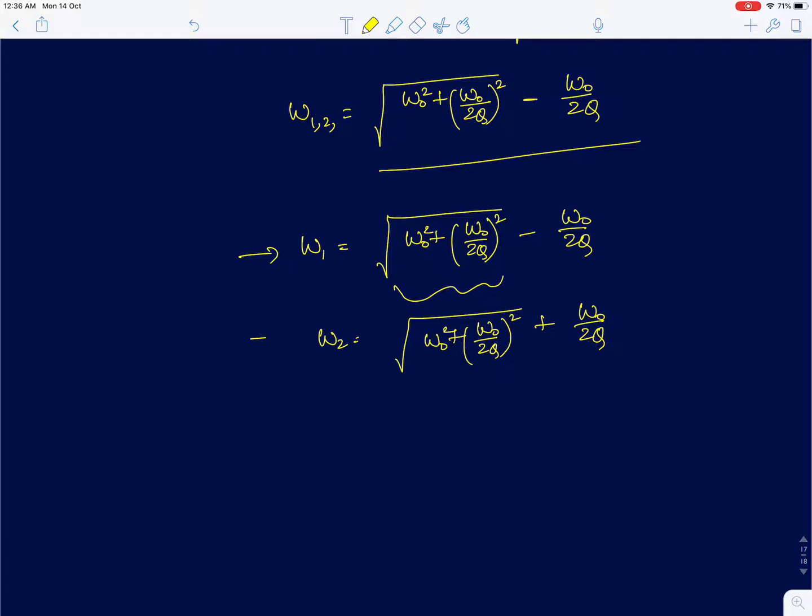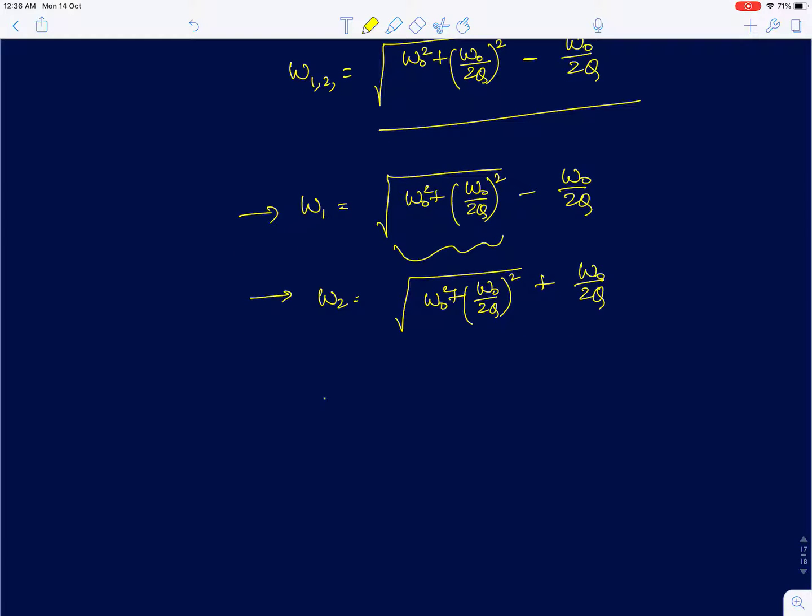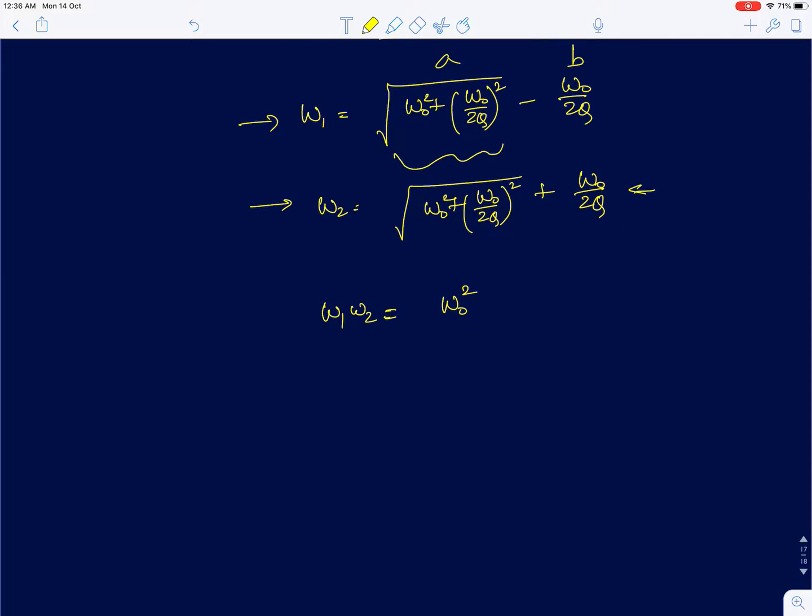Now if you look at these two frequencies, if you take the product of omega 1 into omega 2, this is like a minus b into a plus b, so you are going to get a square minus b square, so this term is simply omega naught square. So what it tells us is that omega naught is not at the center of omega 1 and omega 2, rather it is spaced geometrically. So omega naught is simply the geometric mean of omega 1 and omega 2.